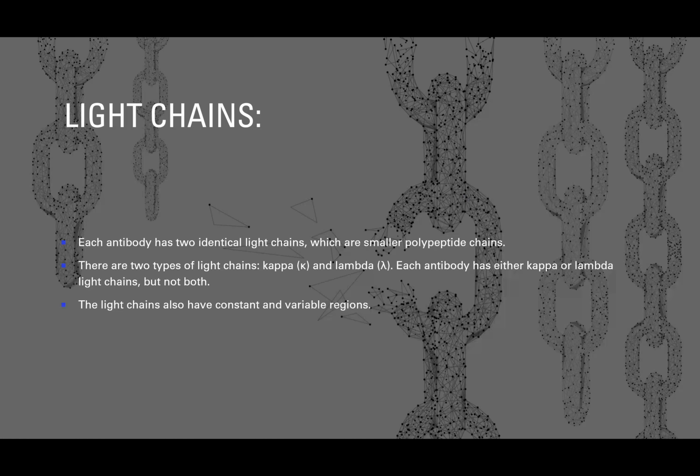All right. For the light chains, each antibody would have two identical light chains. So the two heavy chains are the same and the two light chains are the same. We generally have two types of light chains, the kappa and the lambda light chains. But we have only one type in each antibody, so either we have two kappa or we have two lambda. Yet again, I just put one line there because it's another thing that I went through meticulously but it's not on the syllabus. But the light chains also have constant regions and variable regions.